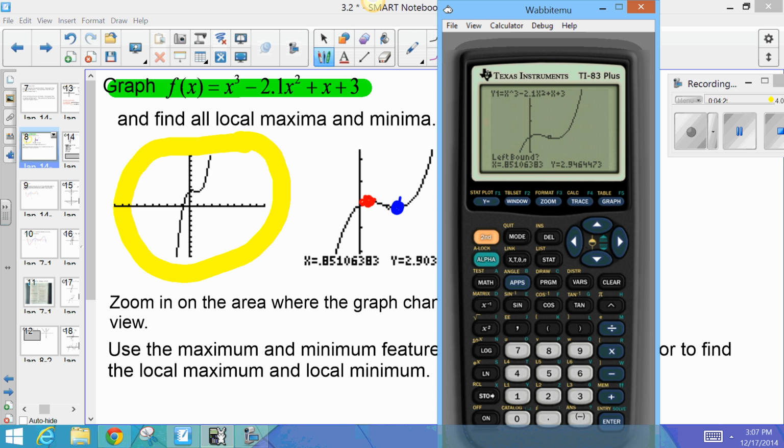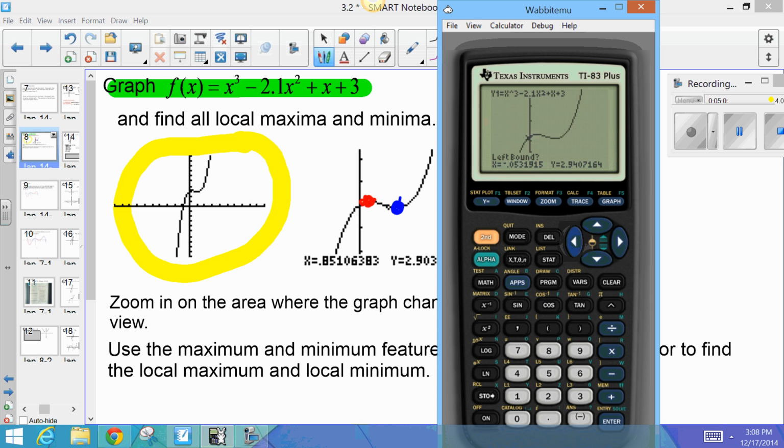Once you hit one of these functions on the calculator, you have to answer 3 questions. The first question it's asking, if you look at the bottom of the screen, is left bound. So it's asking you, give me a point to the left of that curve. Since there's a possibility for more than one maxima or minima, the calculator needs to know which one you're talking about. This on-screen graphing calculator is slow.